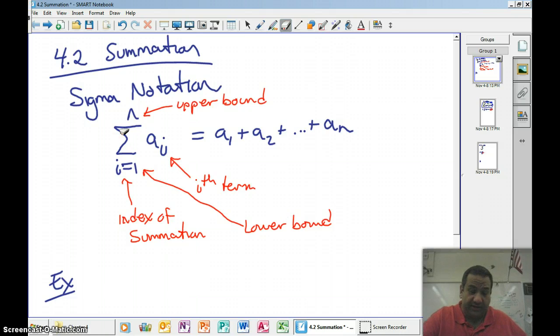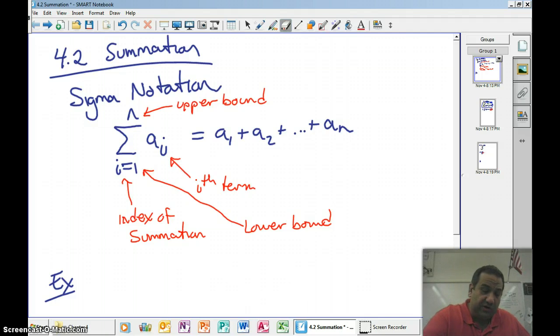We have this, it's called sigma. This is an upper bound. This is an index of summation, or the lower bound. This is a sub i, the ith term, and this will say sum up all the answers. Instead of saying a1 plus a2 plus a3 all the way to a sub n, they just use this notation. Pretty easy. You've seen this before.